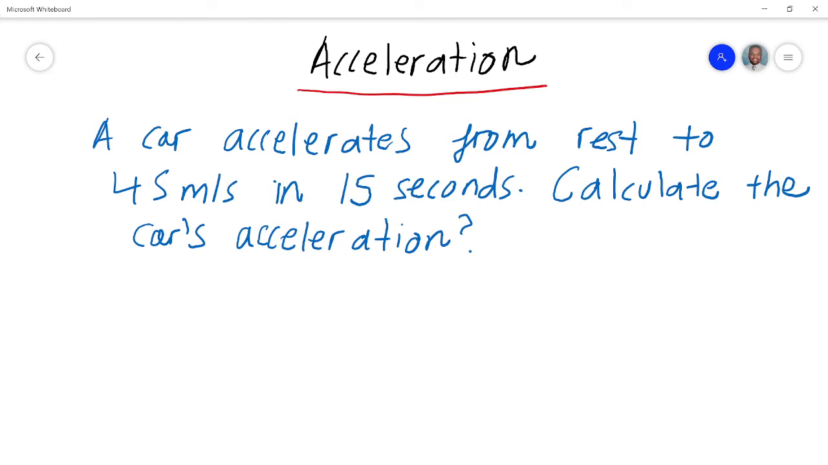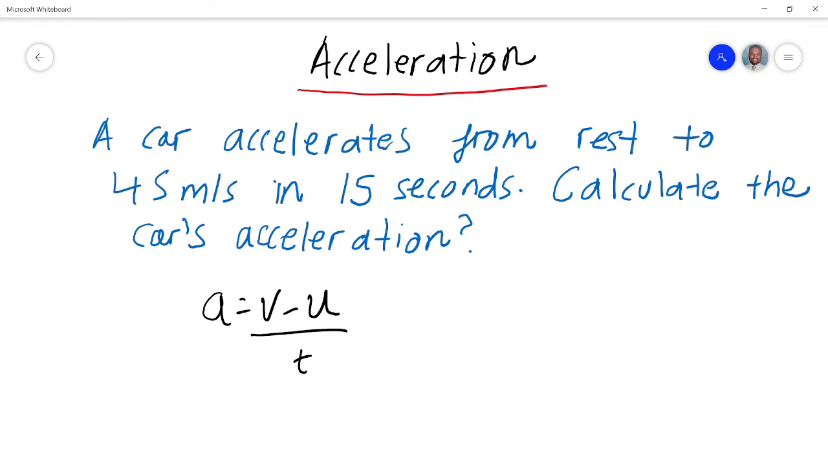What is acceleration? If you looked at my last video, acceleration is change in velocity over time. So the formula for acceleration is A equals V minus U over T. Now, let's look at this question. A car accelerates from rest to 45 meters per second in 15 seconds. Calculate the car's acceleration. Just remember, these values may not be exact. It's just to show you how to calculate acceleration.